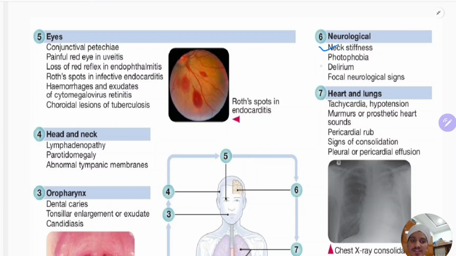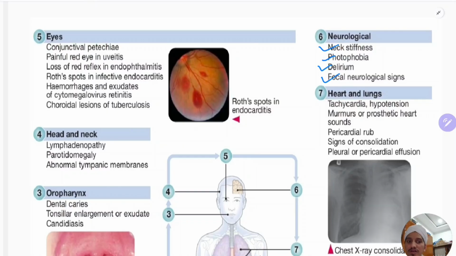In the head and neck, coming from the top down, neurologically you can have nuchal rigidity, neck stiffness, photophobia, delirium, and some focal neurological signs, like the patient may not be able to talk, or may not be able to move one limb or two limbs. So these are all focal neurological deficits, and that indicates some CNS pathology.